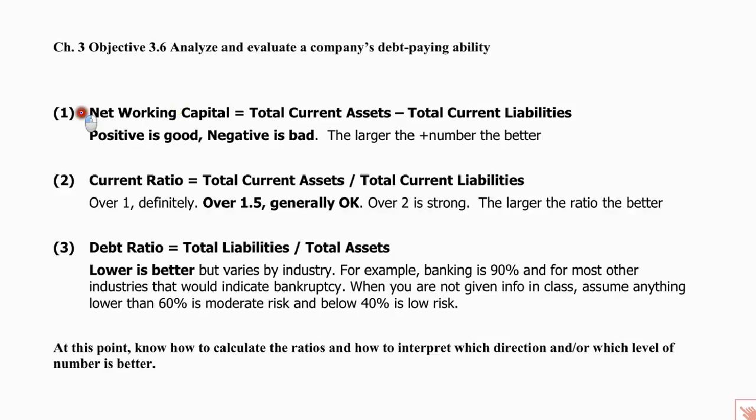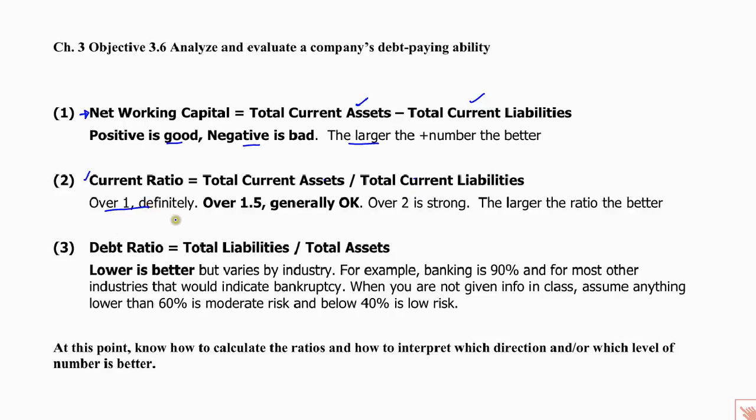The first number we have is net working capital, and that's just total current assets less total current liabilities. Having more current assets is good, so a positive number is good, negative is bad. The larger the positive number, the better. Okay? The current ratio, another great liquidity measure or measure of ability to pay, is total current assets over total current liabilities.